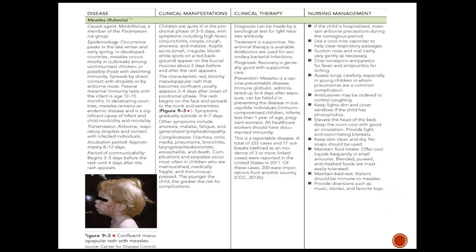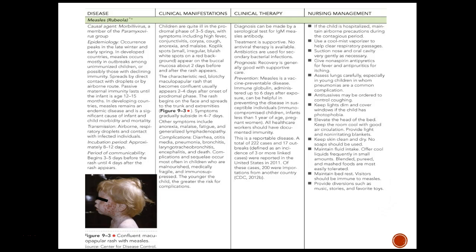Treatment for measles is typically supportive. There's no antiviral therapy that's available. We only use antibiotics for measles if there is some type of secondary bacterial infection going on, and this is a vaccine preventable disease. In terms of nursing management, if the child is hospitalized, then we have to maintain pretty strict airborne precautions.